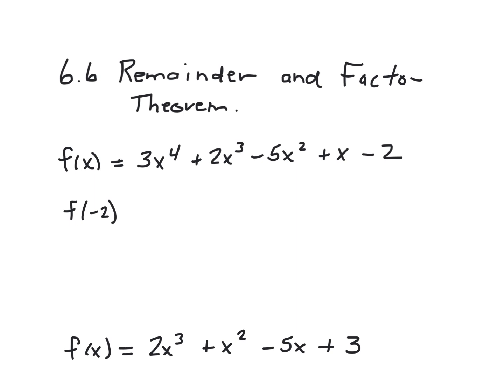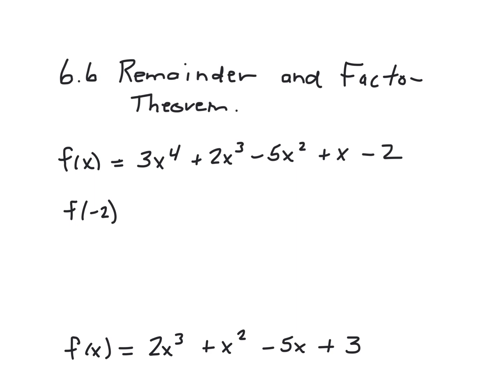So to get started here, we have a function, 3x to the fourth plus 2x to the third minus 5x squared plus x minus 2. Now just a little bit of review. This is a fourth degree polynomial. It's a quartic. The leading coefficient is 3, its constant is -2. The shape of it would be a W shape, it'd be going up. And if we were asked to find f of -2, remember we could do this directly.